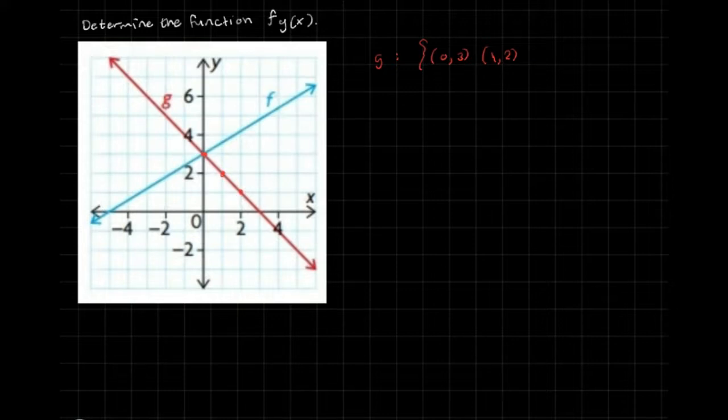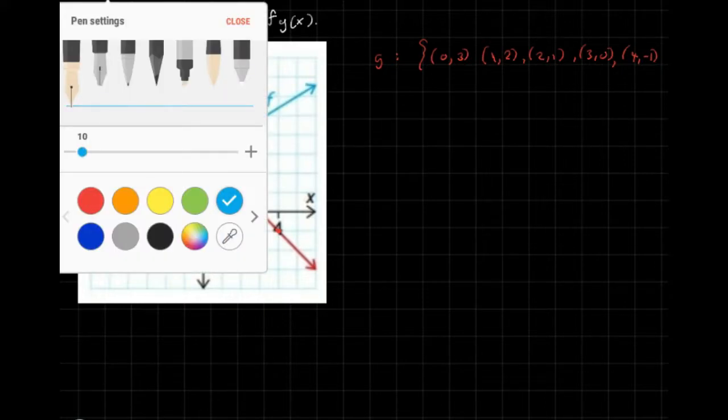There also looks like 2 and 1. And 3 and 0. Okay. And we can also look at 4 and negative 1. Right? So these ones are pretty straightforward. We don't need a lot of points, right? And you can also look on the other way. Let's take a look at a few points on f of x.